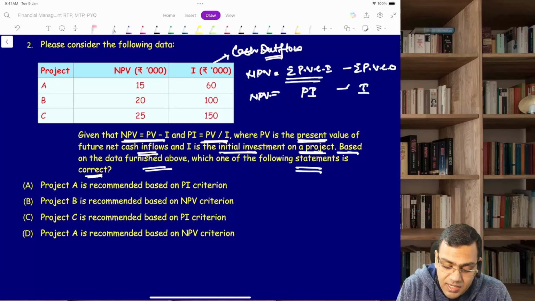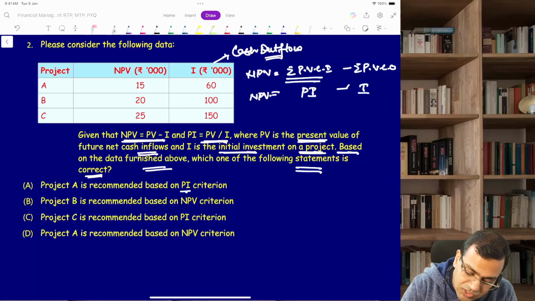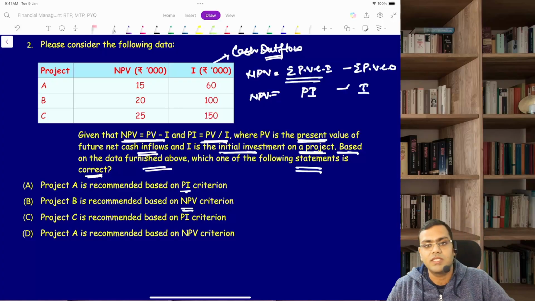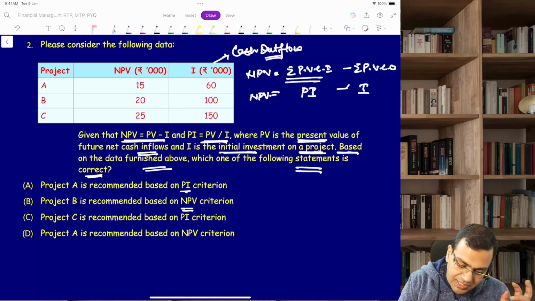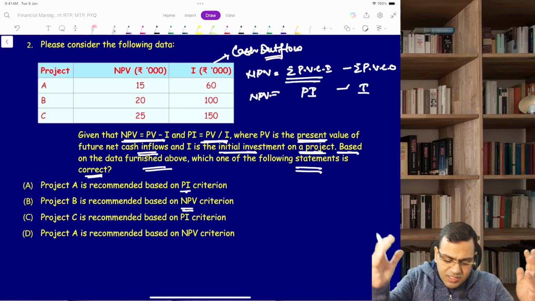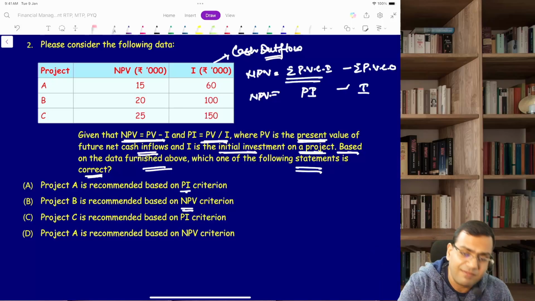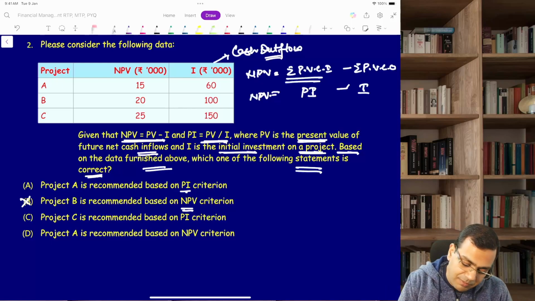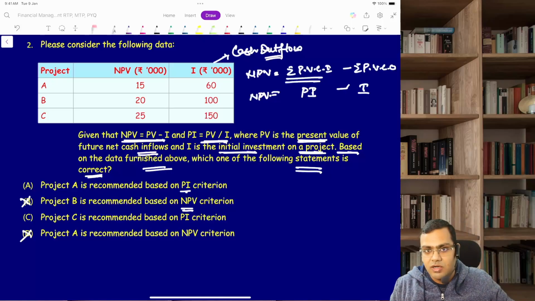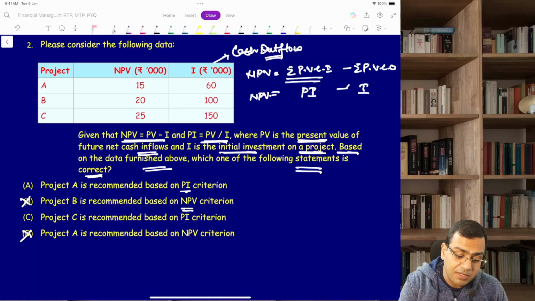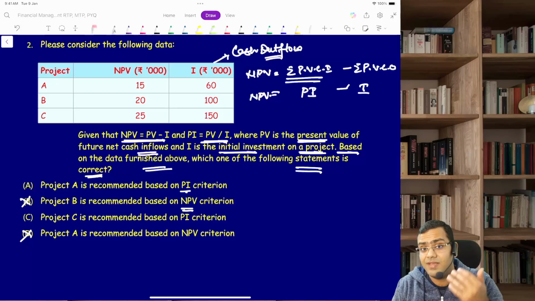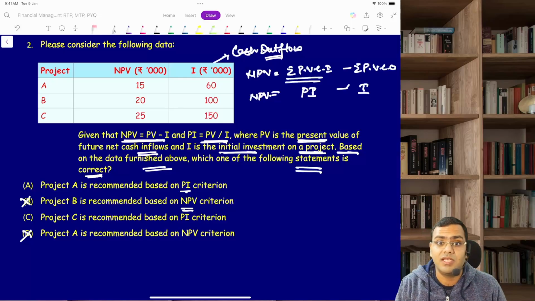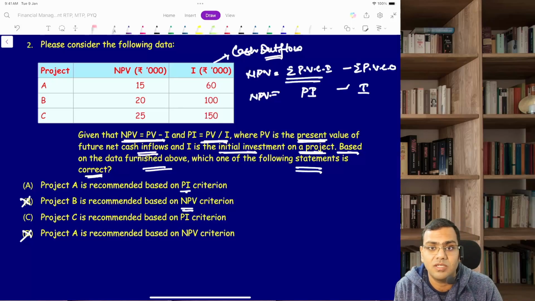So we need to see based on the PI and based on the NPV. NPV is given to you. Is project B recommended on the basis of NPV? No, sir. Why? Because project C has a higher NPV than project B. So this option is out of contention. Project A recommended on NPV? No sir, project A is also not recommended based on NPV, because projects B and C have a higher NPV than project A. So project A is also not in contention.